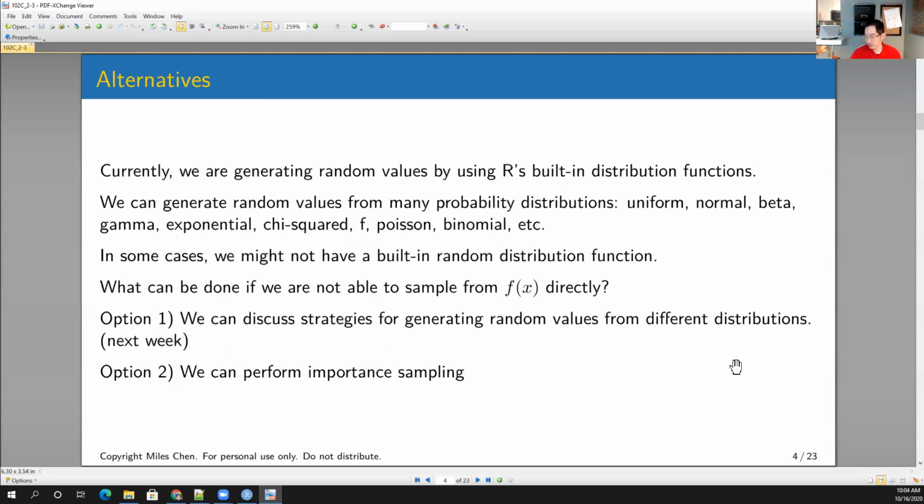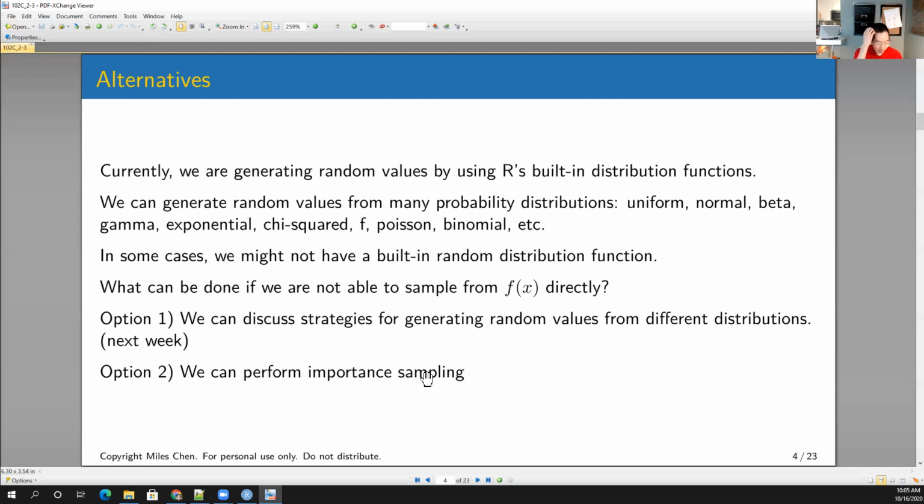We have a couple alternatives. One is to learn how to generate random values for different distributions, and this is what we're going to do next week. We're going to focus largely on that. Or today we can look at performing importance sampling. R is able to generate a whole bunch of values from all of these distributions, the uniform, normal, beta, and all of this stuff. But we'll talk about doing importance sampling.